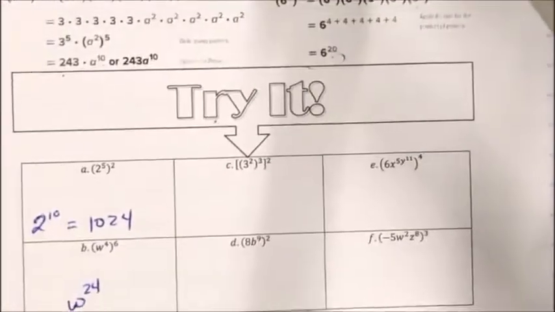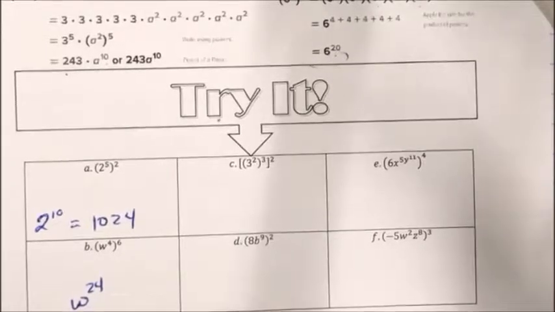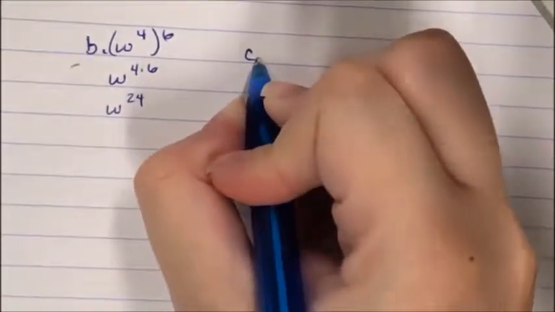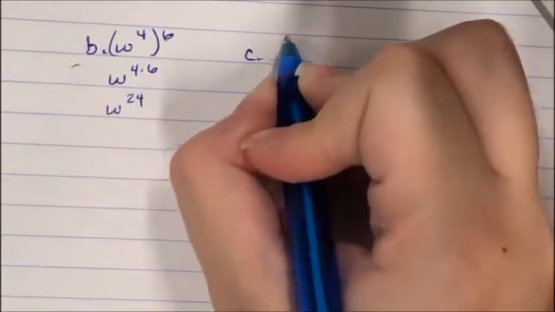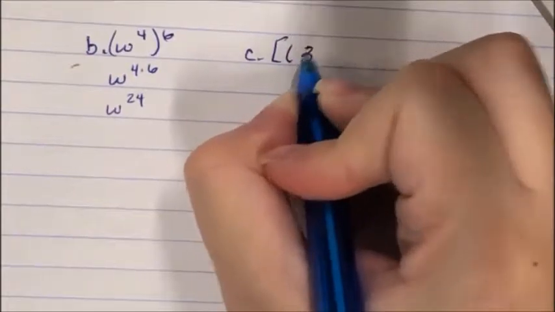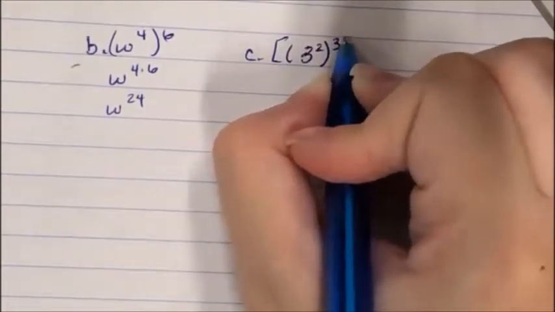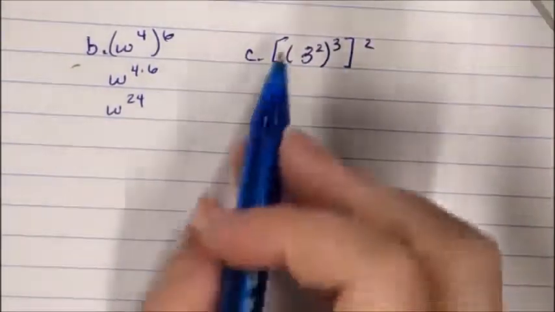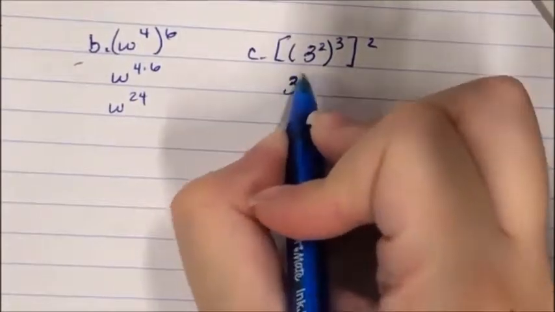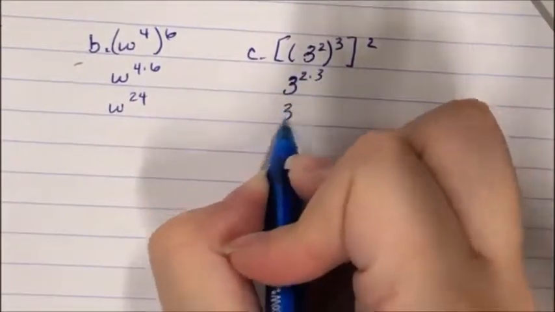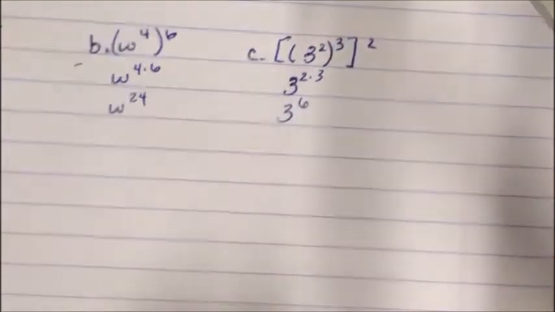Letter C, slightly more complicated. We got a couple more we're dealing with. So I have 3 squared cubed squared. Okay, so letter C, come over here and do that one. C is 3 squared cubed squared. So I'm going to take the first one, which is 2 times 3, right? 2 times 3 gives me 6.